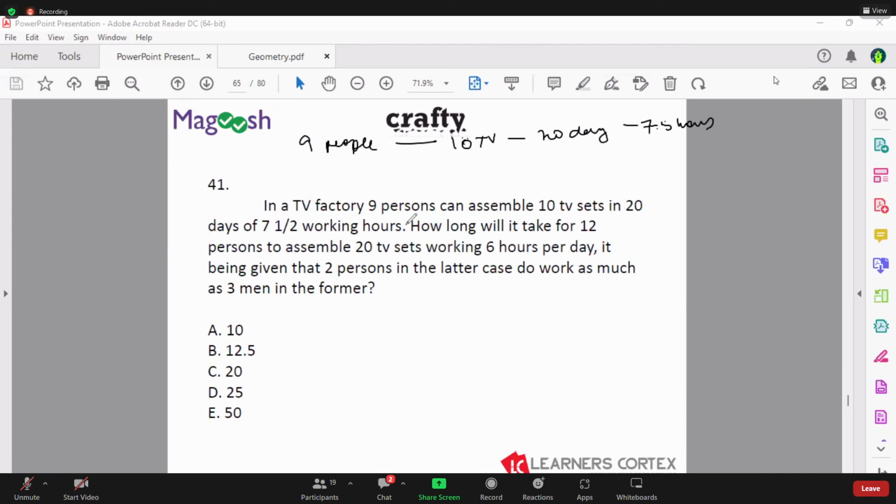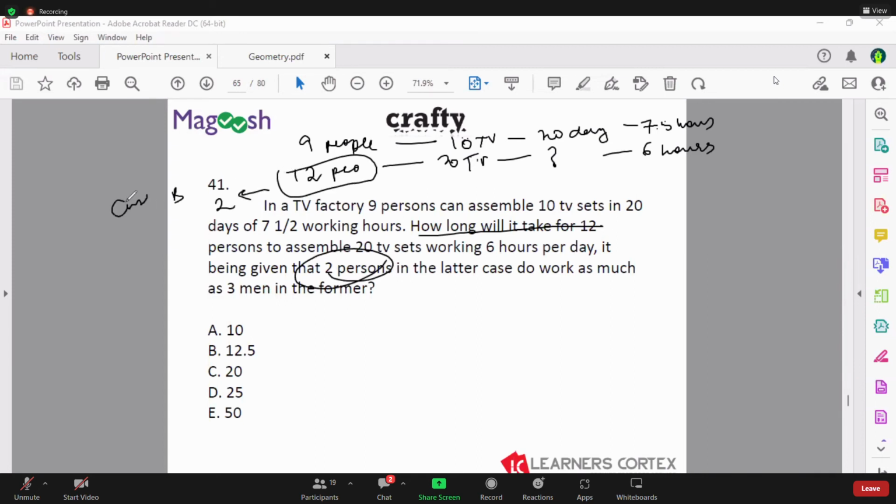Okay. The question is asking how long will it take 12 people to assemble 20 TV sets, we do not know the days, in 6 hours per day. Okay. Next, it says that it is given that 2 persons in the latter case, so 2 people here, this is case B, work the same as 3 people in the first case. So A is to B is 3 is to 2, right?